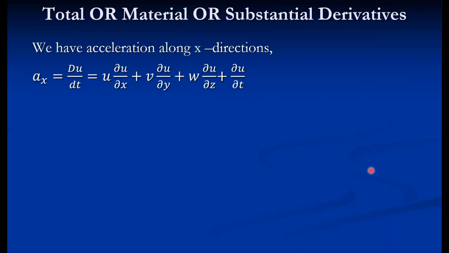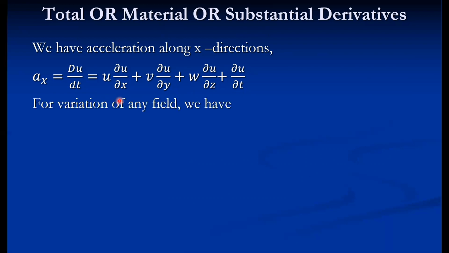Now we'll discuss the concept of total or material or substantial derivative. Now we have acceleration along x direction, which we already determined in the previous slide. That x direction acceleration is also given by Du by Dt. So capital D is used because it is a total derivative. It is a total acceleration, because it is the addition of all accelerations. So this is the expression we had derived in the previous slide, that is u into, that is acceleration along x direction. All the x component velocities are used and their variation along x, y, and z directions.